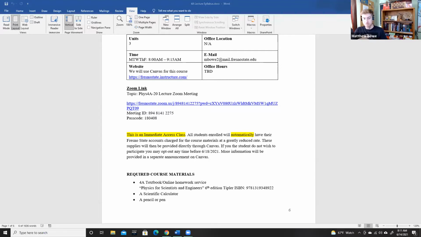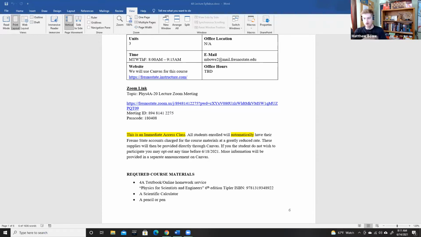Immediate access course, automatically enrolled, means you're automatically charged the $68. If you want to opt out, that means that you're not going to be charged. However, you're going to have to find the book somewhere else. I am going to be matching closely with the book.